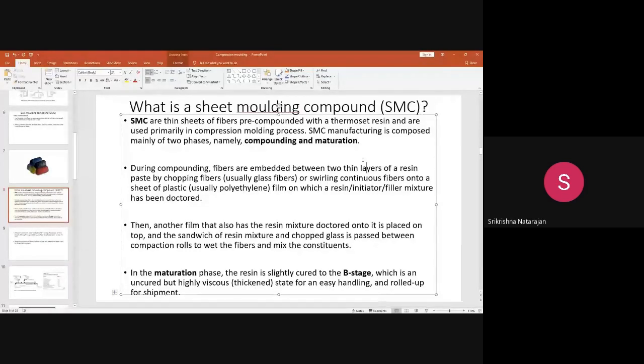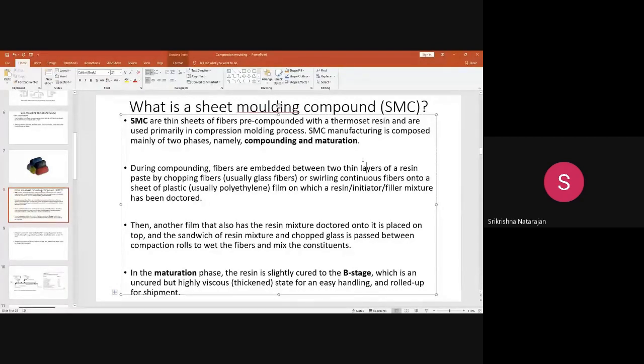In the resin, the resin initiator is something like a catalyst which will increase the rate of the reaction, and filler and other things are doctored, in the sense metered, you can see. Okay, so there will be another film that also contains the resin mixture, which is doctored and placed on the top, so that you get a sandwich of the resin mixture.